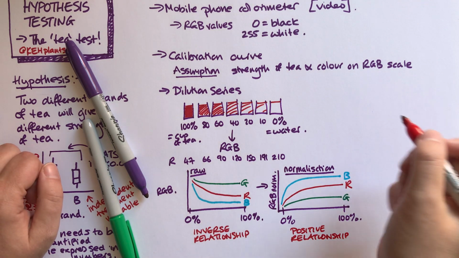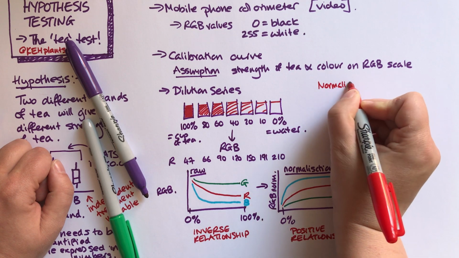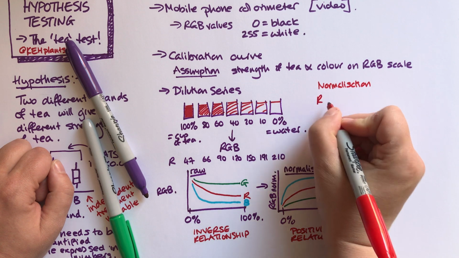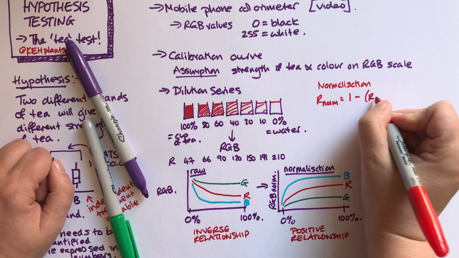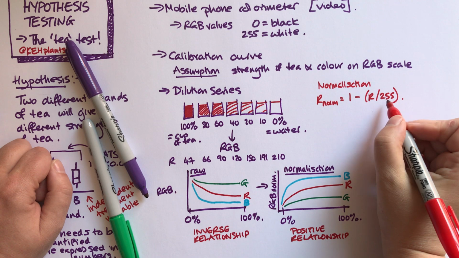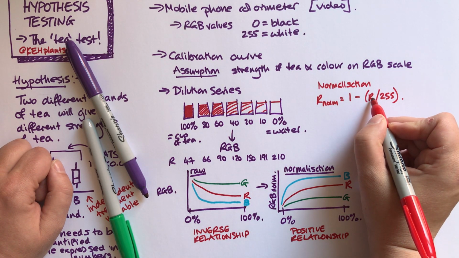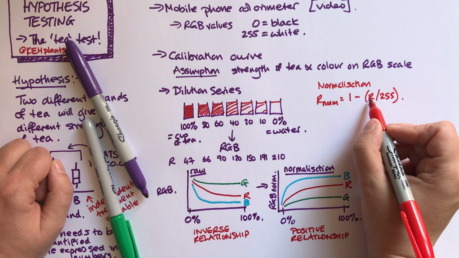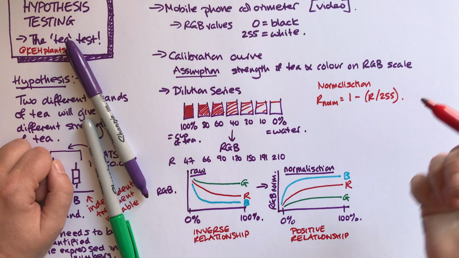So in this case, the normalisation formula that we've given is: R norm equals 1 minus R over 255. Okay, so 255 is the maximum that it could possibly be. You can't have values higher than that. R is our raw red value. So this bit of the formula is basically asking how close to the maximum value are we, and then the 1 minus flips it over.